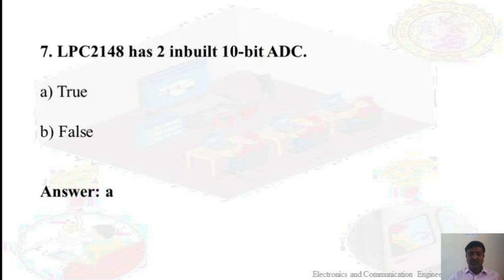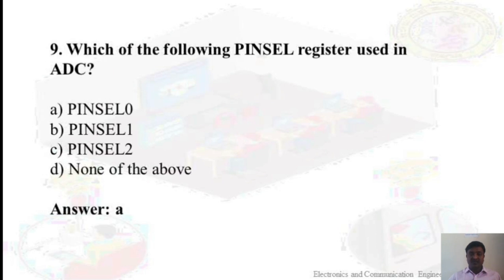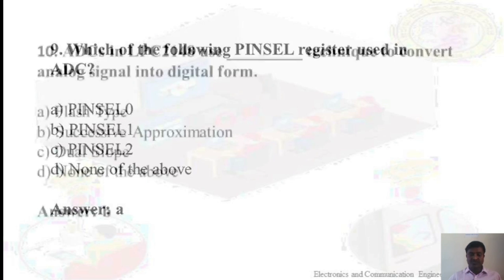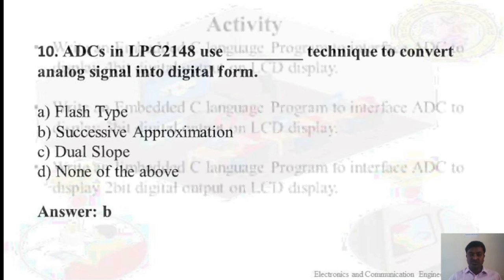LPC 2148 has 2 inbuilt 10 bit ADCs. True. Answer A is correct. ADC 0 data register result bit positions are, answer C, bit position 6 to 15. Which of the following pins and register is used in ADC 0? Answer A, pin select 0 is used. ADCs in LPC 2148 use the successive approximation technique to convert analog signal into digital form. That is answer B.